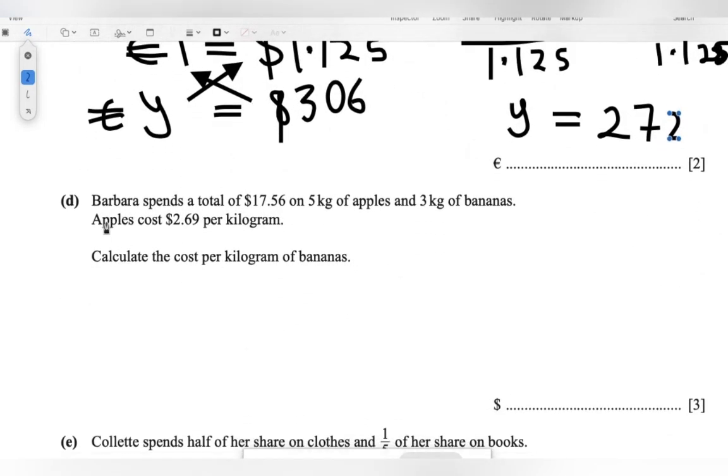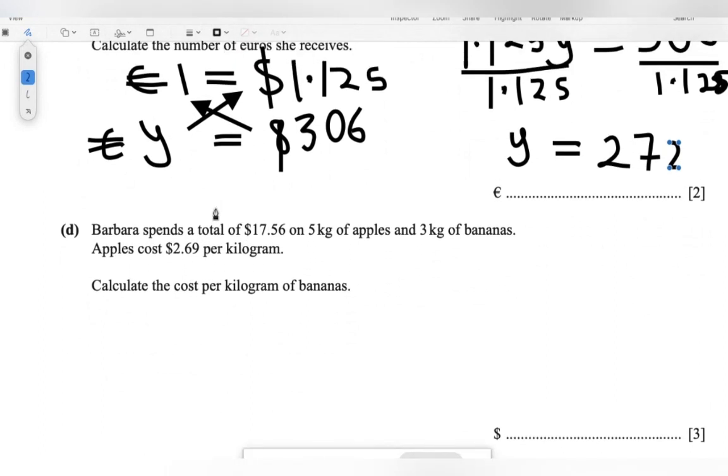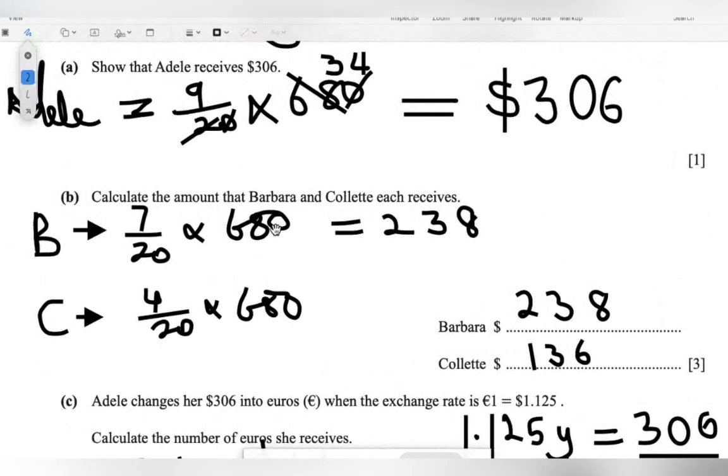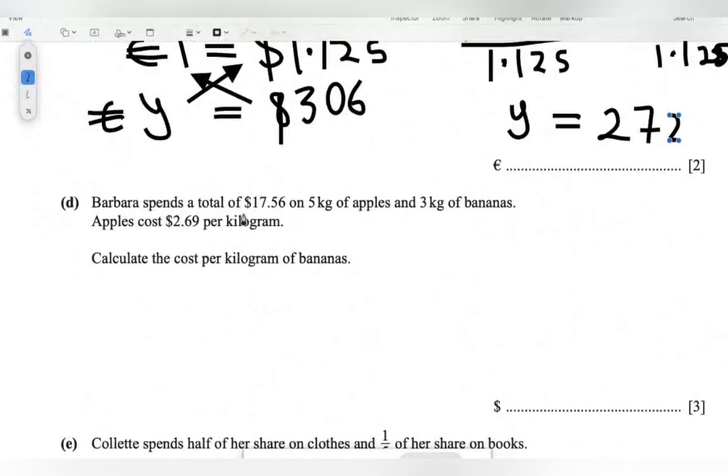The next question says Barbara spent a total of... what was Barbara's money again? Barbara was the second person, right? Whose money was 238. Okay. Barbara spent a total of $17.56 on 5 kg of apple and 3 kg of banana. Apple costs $2.69 per kg. Calculate the cost per kg of banana.